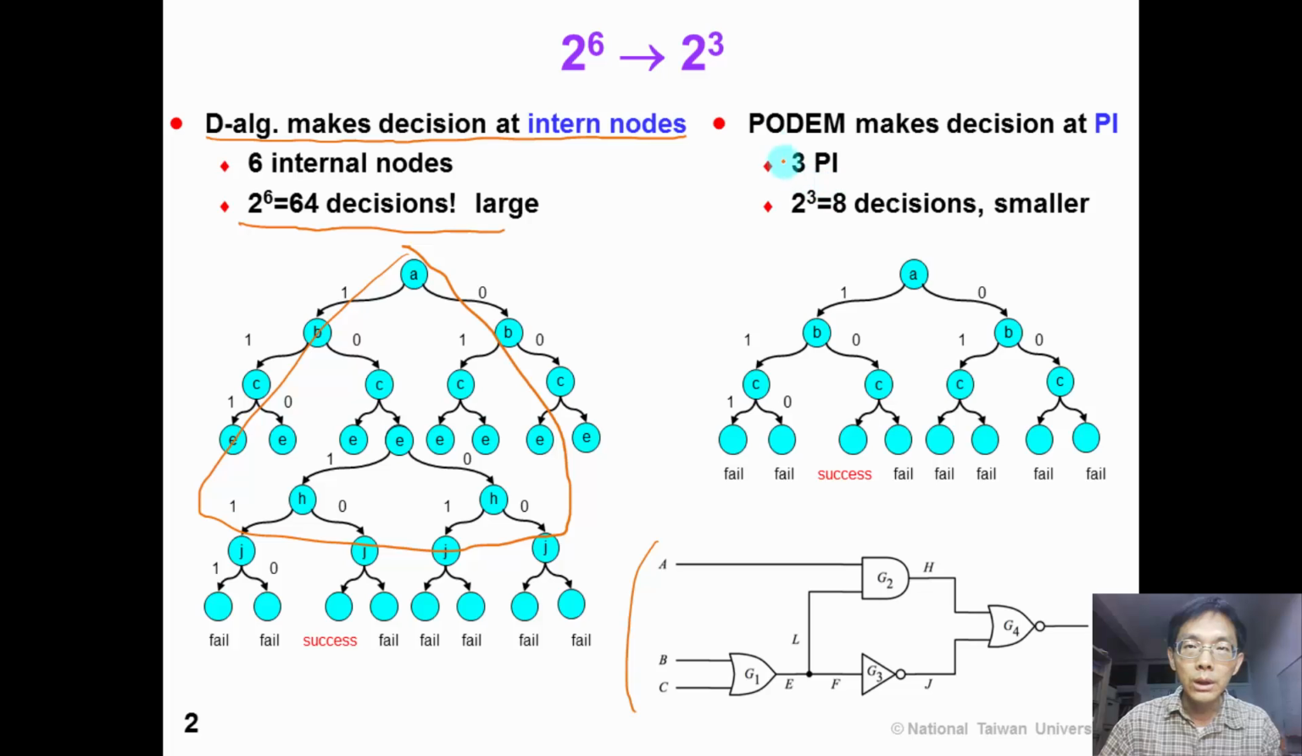However, PODEM proposes to make decisions only at primary input. For this circuit, it has only 3 primary inputs. So the decision tree has only 2 to the power of 3 equal to 8 decisions. This is a much smaller decision tree, and therefore PODEM is faster than the D algorithm.